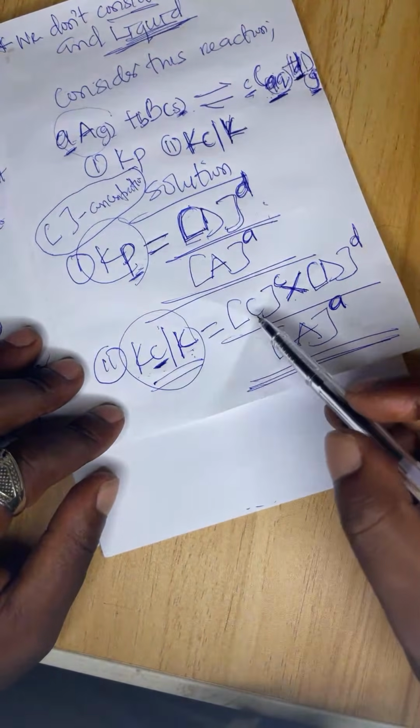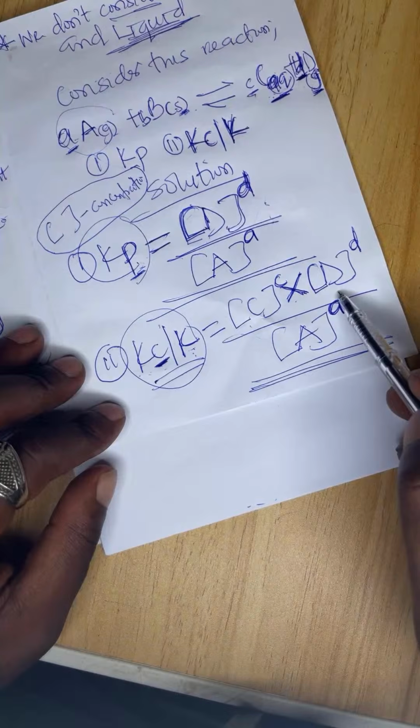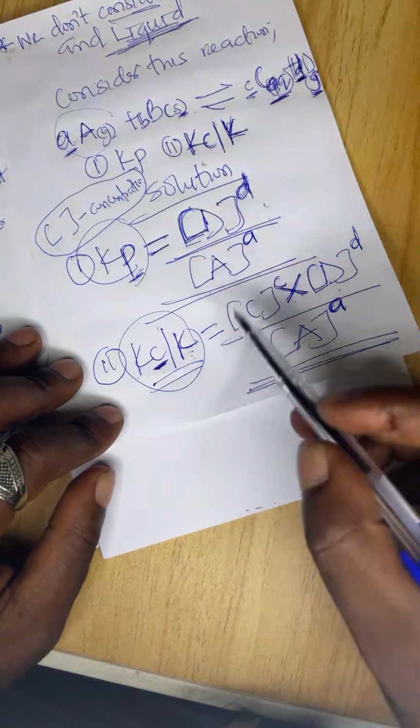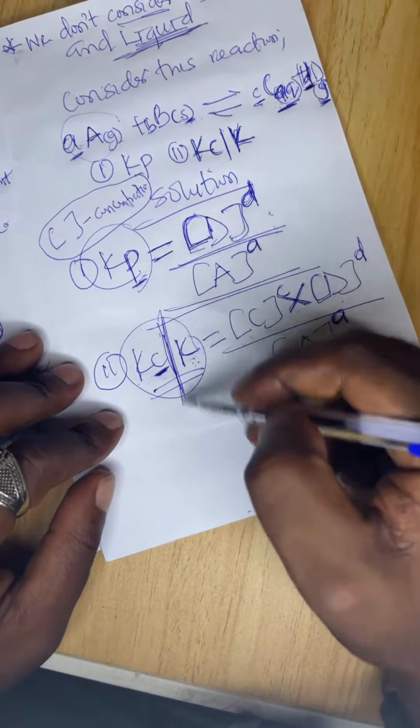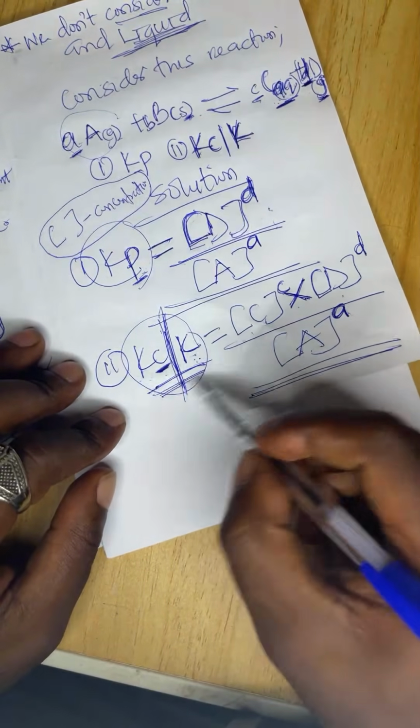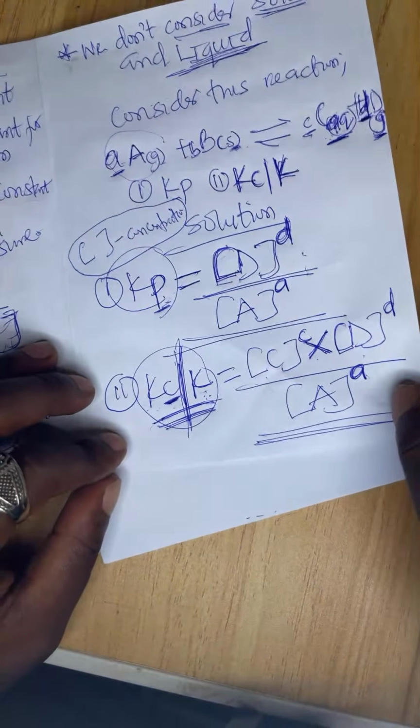If I have to write for K, I'm telling you to consider both gases and aqueous solution. If I have to write for KC, I'm considering both gases and aqueous solution. That's why I slash it. They are not the same thing, but I just slash it to mean that they are the same when you are asked the question. So I don't want to confuse you. Precious, do you get that? Okay, now let's go.